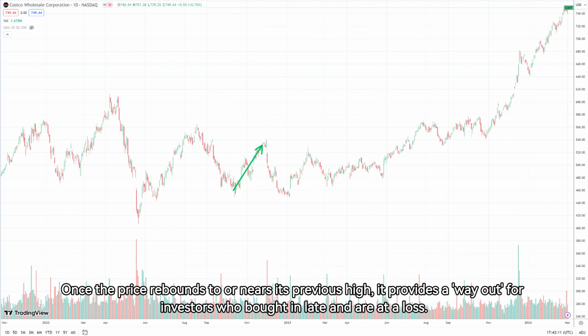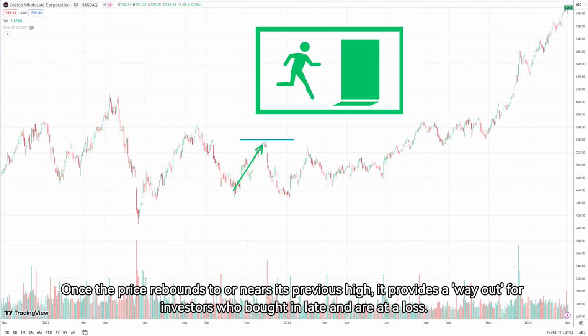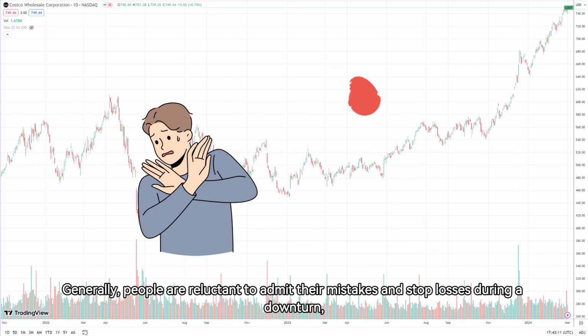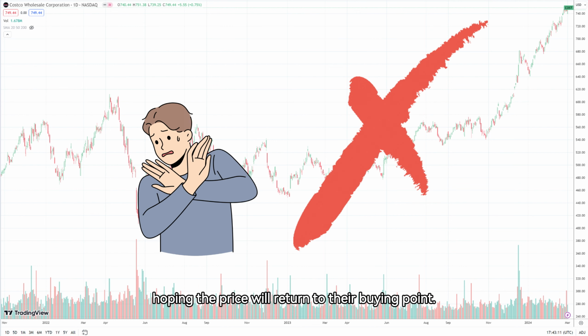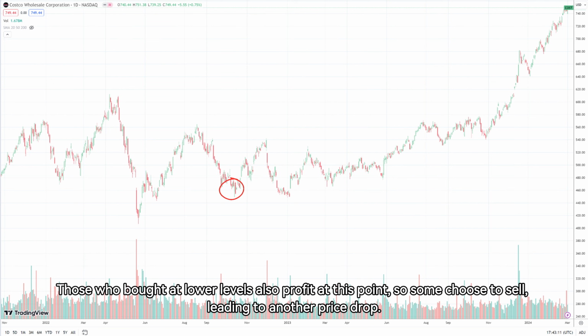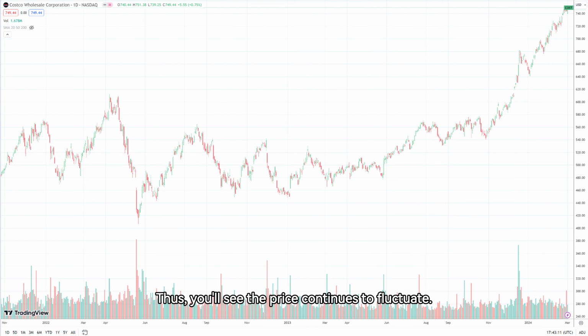Once the price rebounds to or nears its previous high, it provides a way out for investors who bought in late and are at a loss. Generally, people are reluctant to admit their mistakes and stop losses during a downturn, hoping the price will return to their buying point. Now, with the price nearing its previous high, it prompts them to sell their shares. Those who bought at lower levels also profit at this point, so some choose to sell, leading to another price drop. Thus, you'll see the price continues to fluctuate.